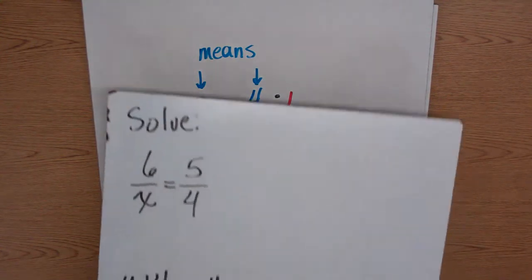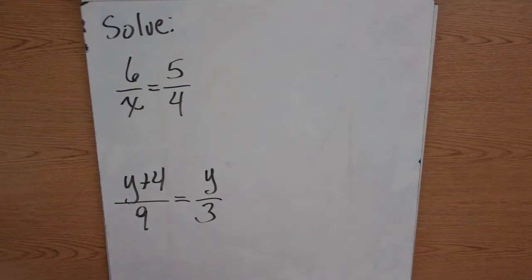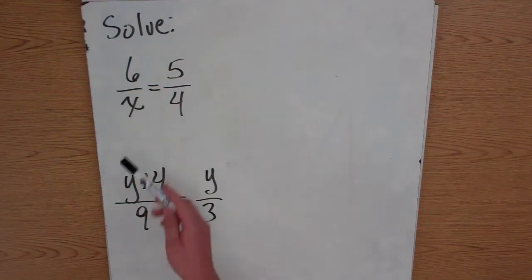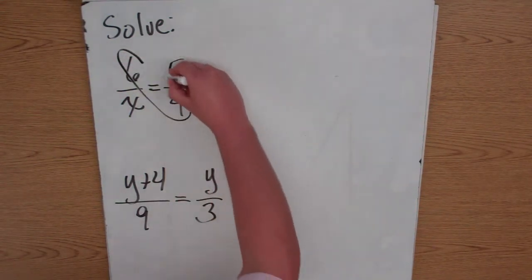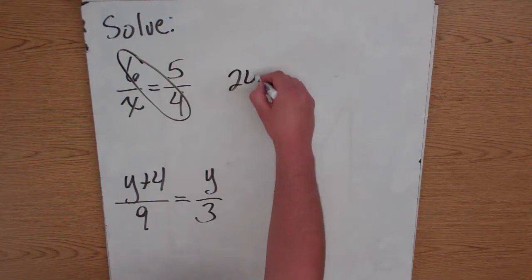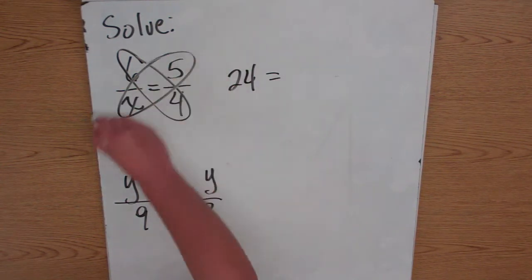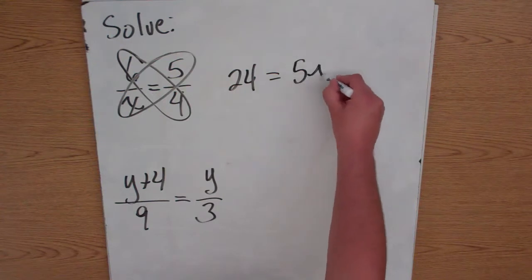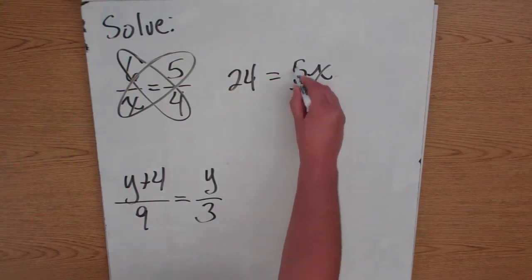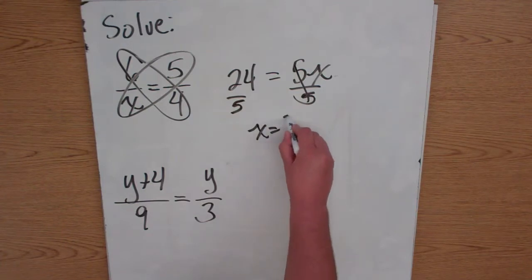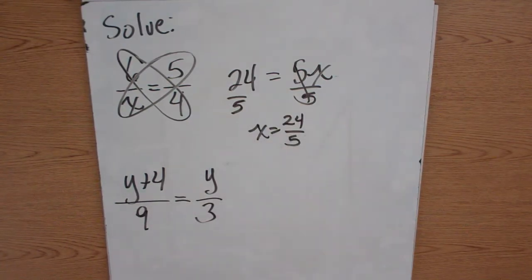Now, let's look at another problem where we're going to solve ratios and proportions. Okay? So here we have 6 over x equals 5 over 4. How are we going to solve this? Well, it's easy. You multiply your extremes. 6 times 4 is 24. And that's going to equal the product of your means, 5x. Okay? So 24 equals 5x. Divide both sides by 5. So x equals 24 over 5.